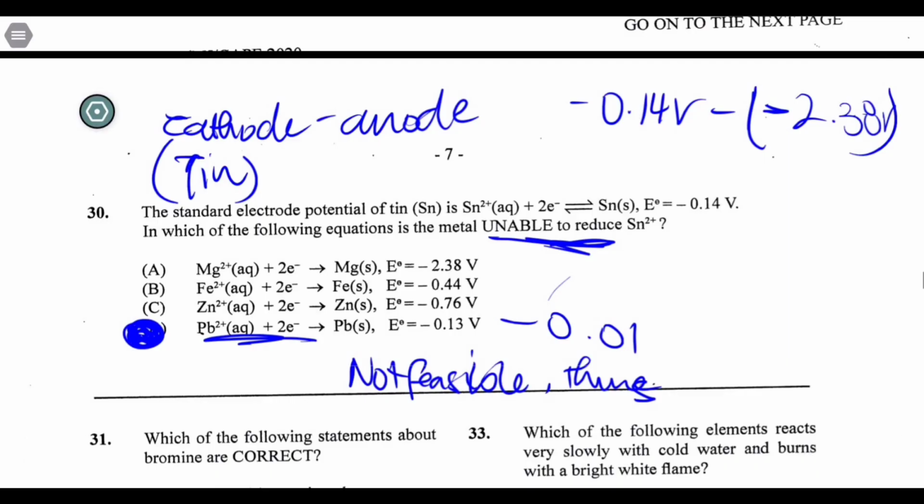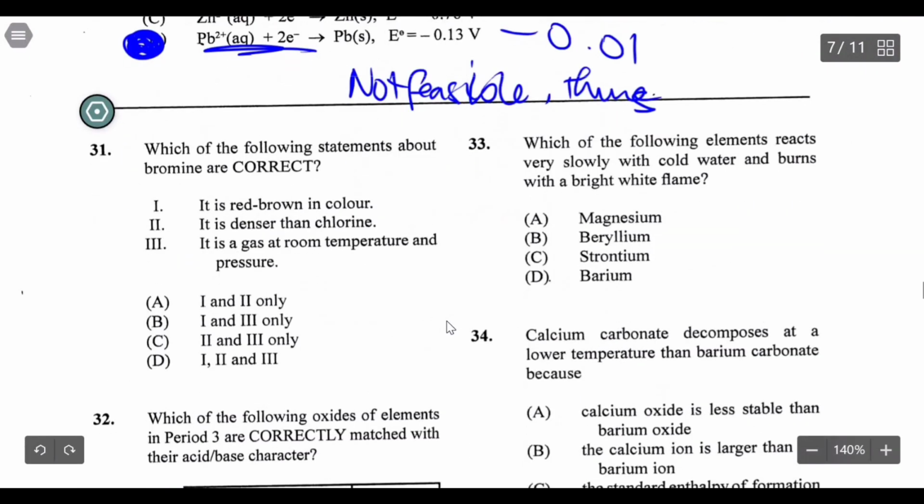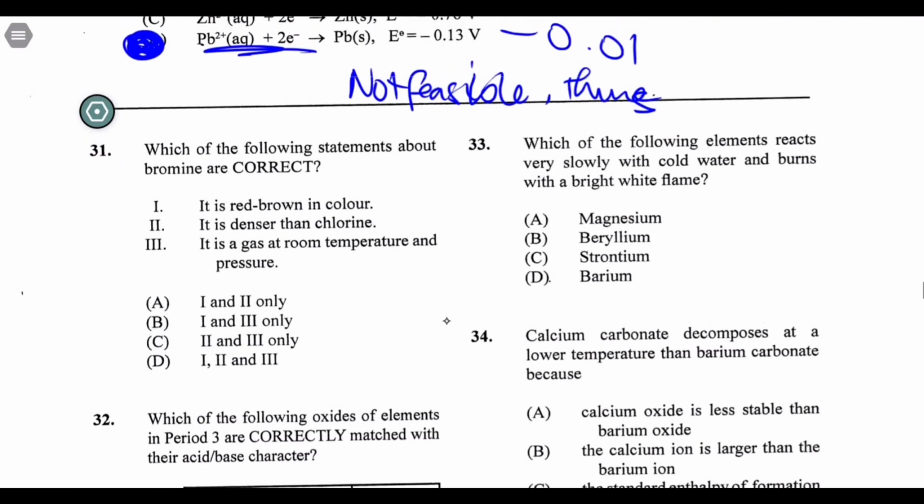Now 31, which of the following statements about bromine is correct? And this says it is red-brown in color. Yes, it is.